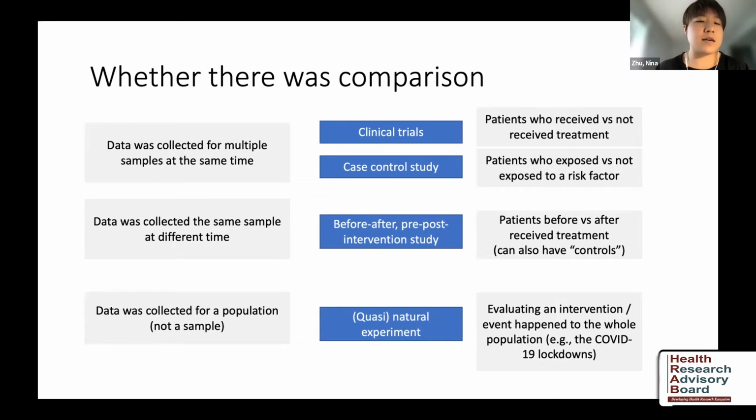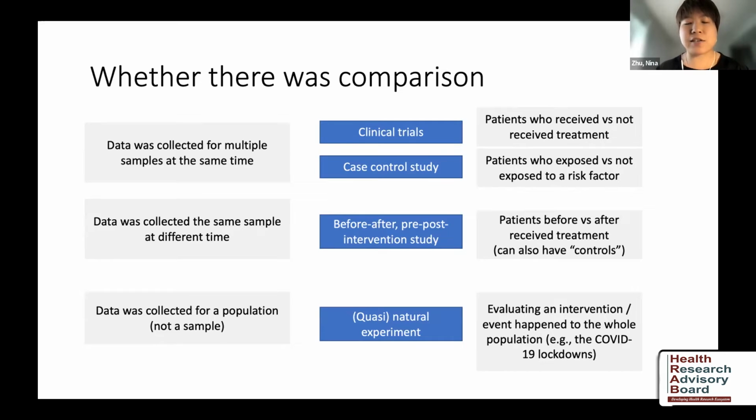And the last type is where the data was collected for a population, but not a sample. This is normally under the scenario where it is just impossible for you to sample a population. For example, this type of study, we refer to as a natural experiment or quasi-natural experiment. For example, when you're evaluating an intervention or event that happened to the whole population, such as the COVID-19 lockdowns, you cannot sample a population who's been exposed to lockdown and then a sample that has not been. This is just an event that happened to everyone. So for this type of study, we call them natural experiments.